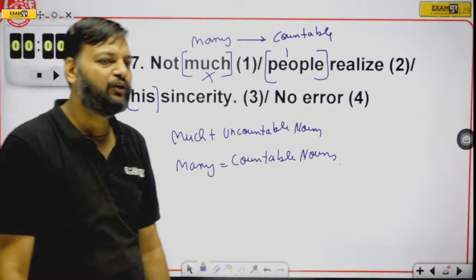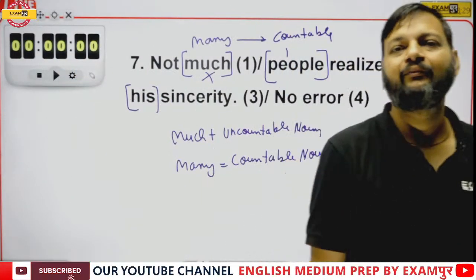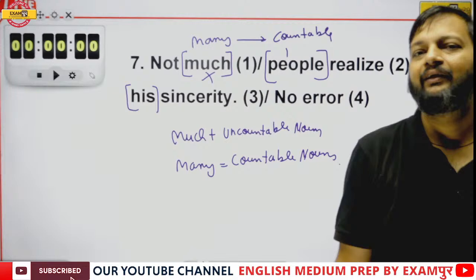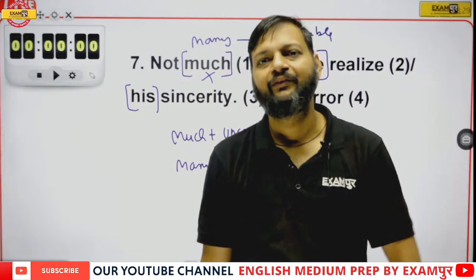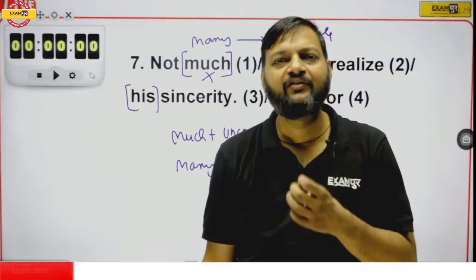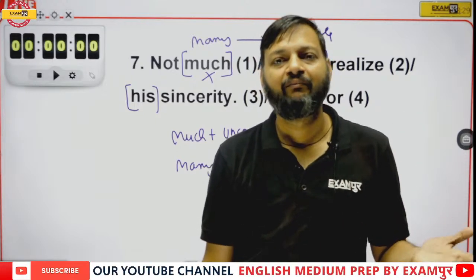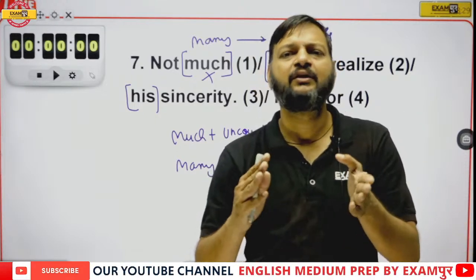Beta, people is followed by there, but you cannot say people is followed by there. Okay, there is the possessive adjective of people, but it is not necessary that people is always followed by there.